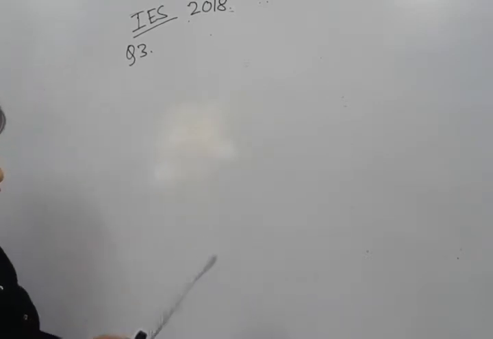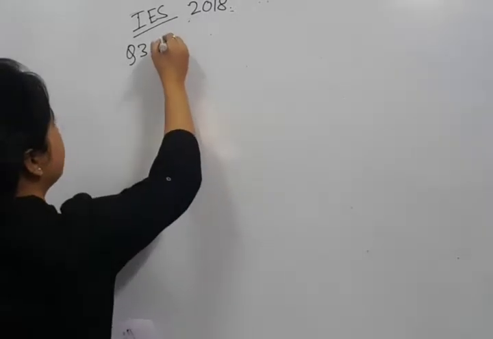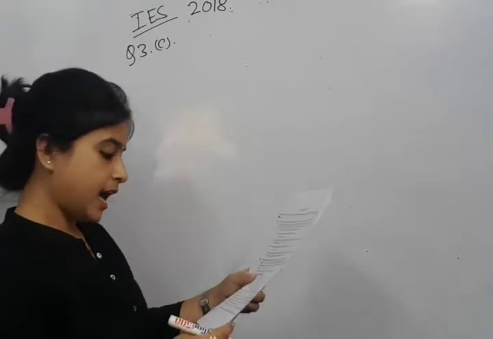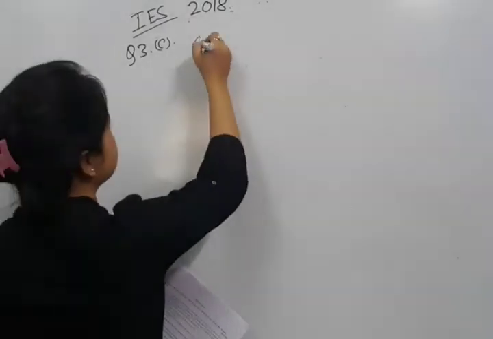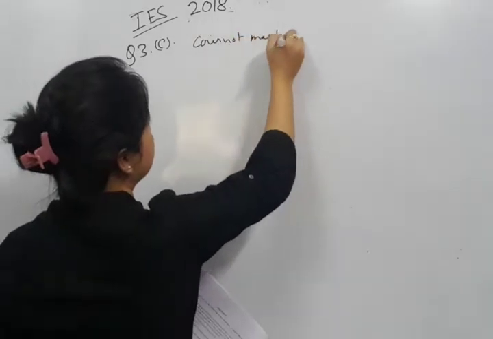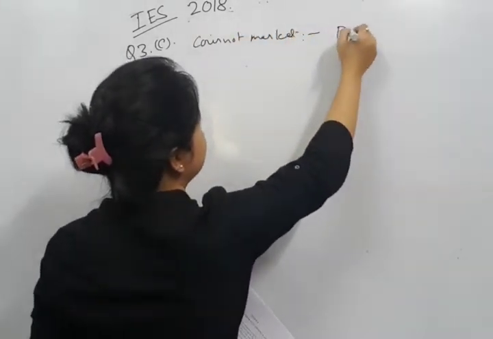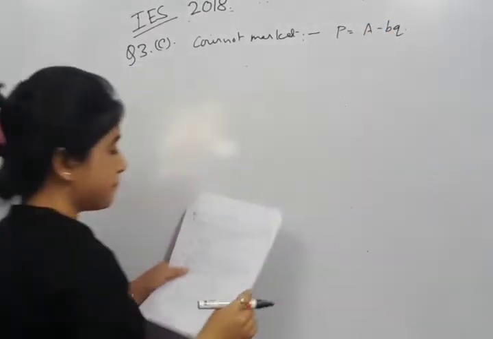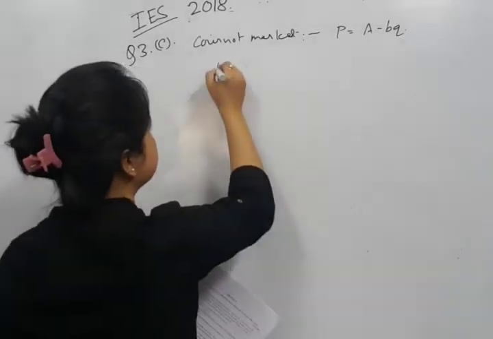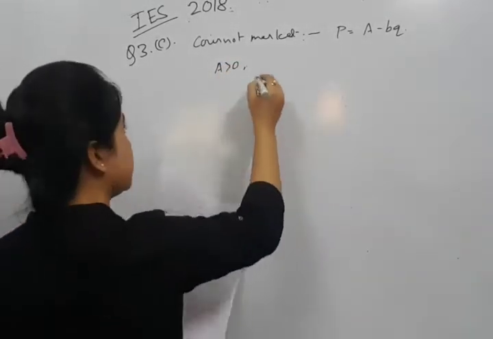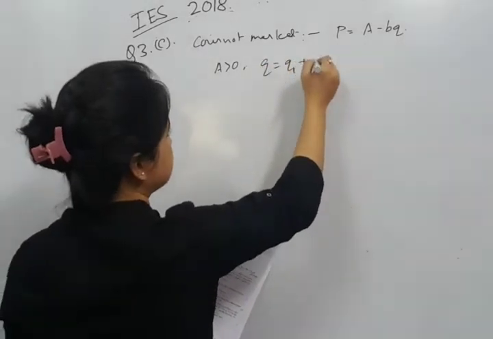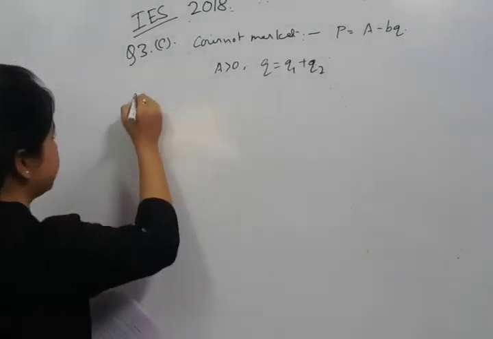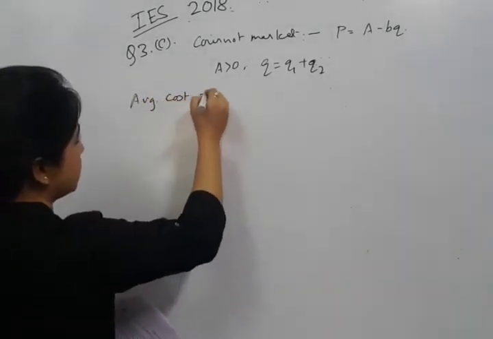Okay, so in question 3, part C, here we have a question from the market, and we have a Cournot market with the inverse demand function that they have provided us, P equals A minus bQ, and here A is positive. Q they have defined as Q1 plus Q2. And they have provided us with the average cost of c.